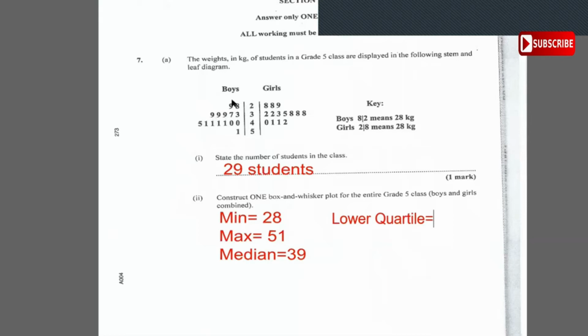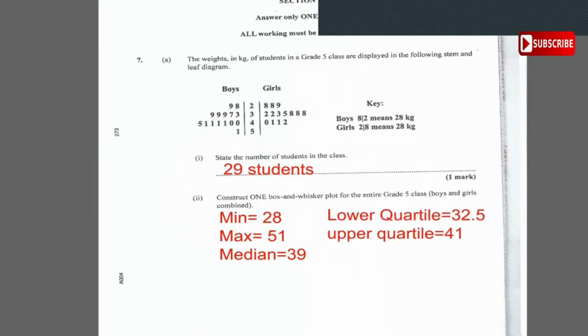So these are the lowest 5, lowest 6, lowest 7. So the median is between these. It's in between 32 and 33. So it's 32.5. That's the lower quartile. Then we need the upper quartile. The upper quartile is in the next 14, which is these and the rest. So it's going to be 1, 2, 3, 4, 5, 6, 7. So the upper quartile is clearly just 41.